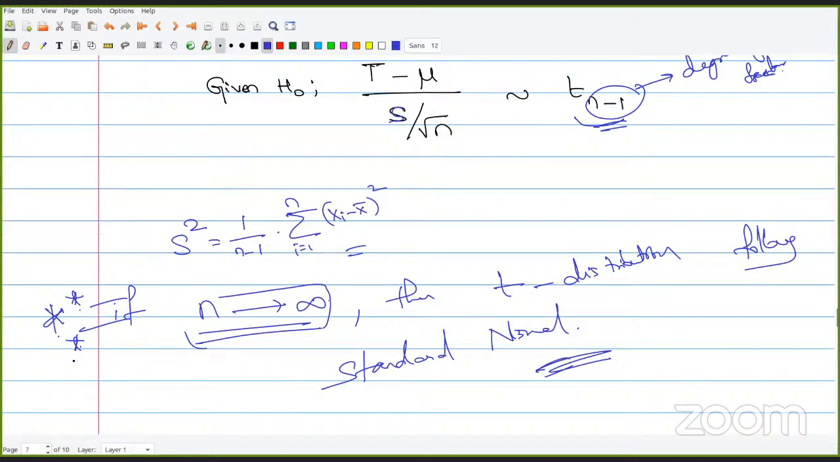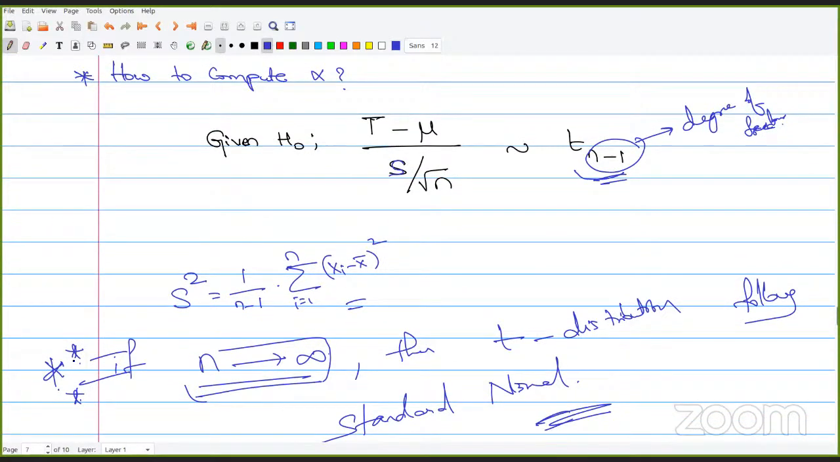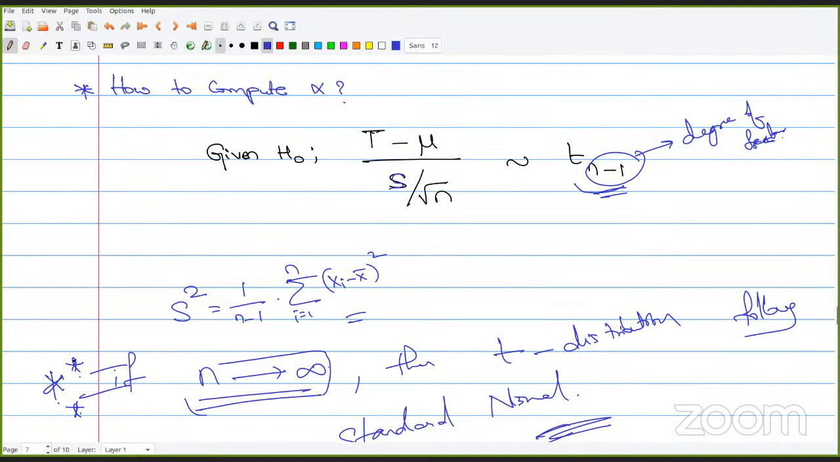So how can we increase the degrees of freedom? You take more and more samples. By increasing the samples, you can approximate. So here also the parameter is the degrees of freedom, correct. Depending upon the degrees of freedom, the value changes.